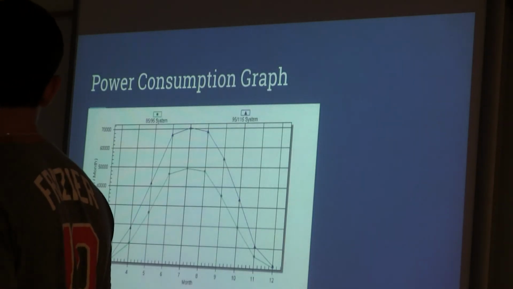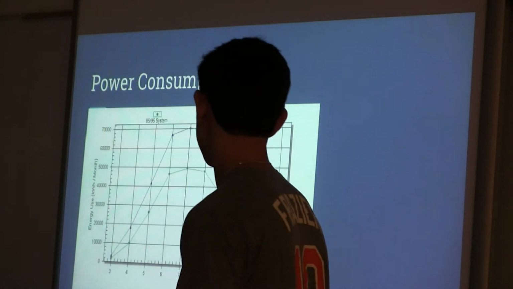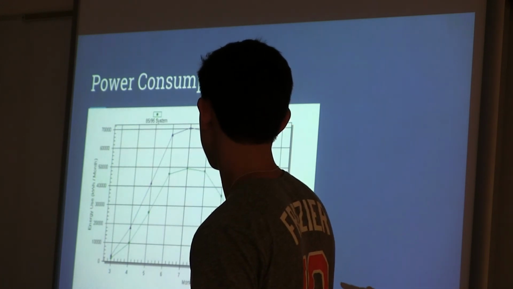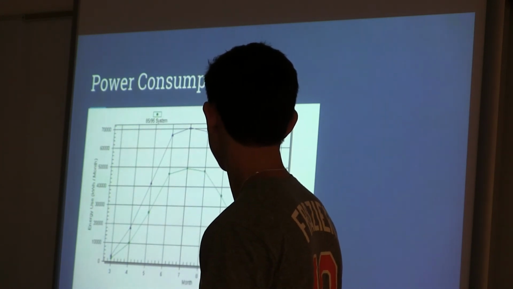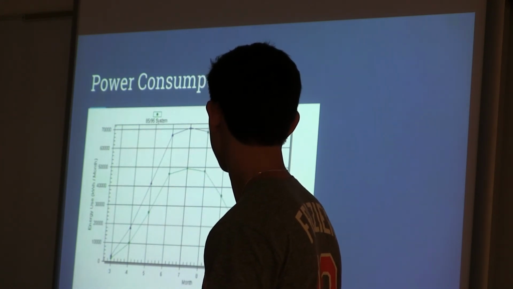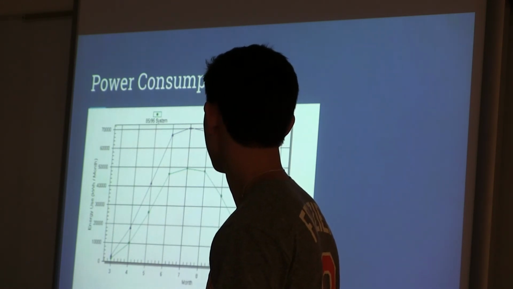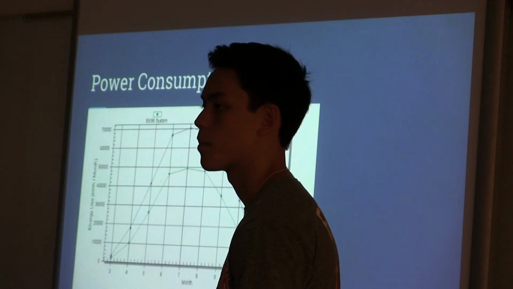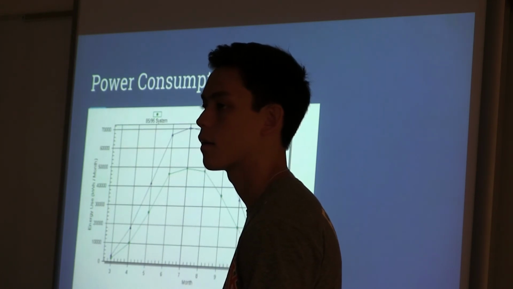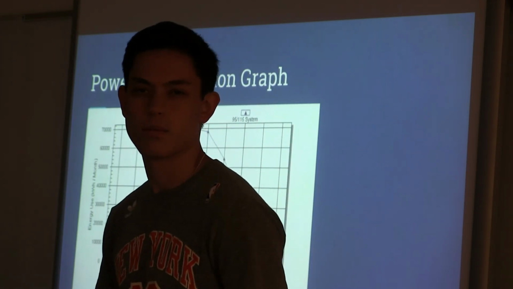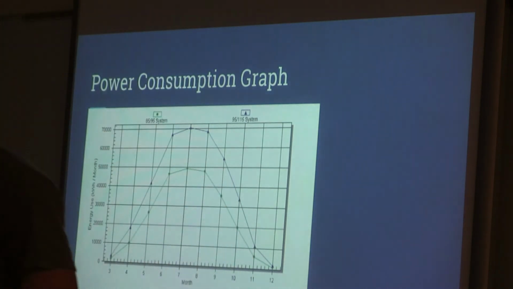And this is a power graph for power consumption. The blue line indicates the power consumption for a pressure differential of 20 psi as opposed to the green, which accounts for a pressure differential of 10 psi. And that's pretty much all I'm going to talk about.